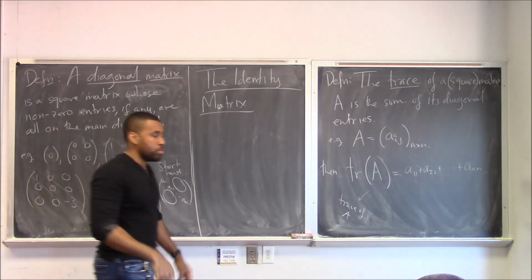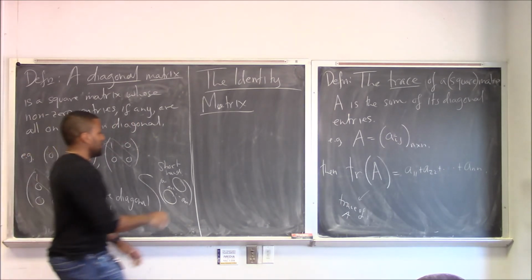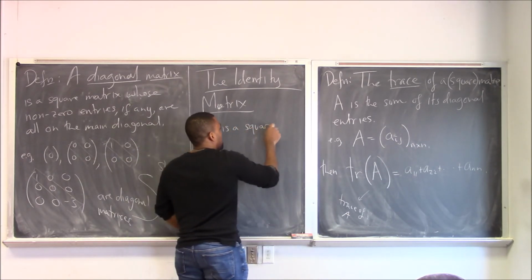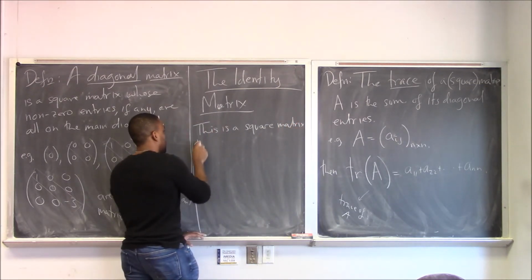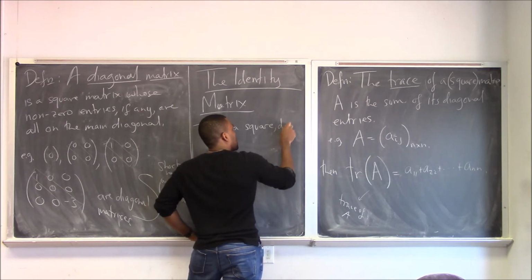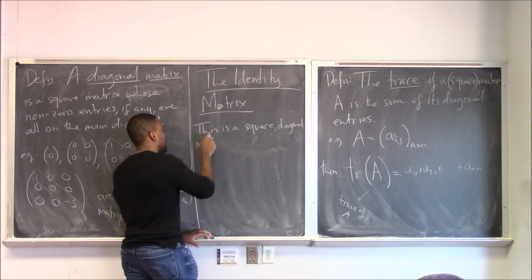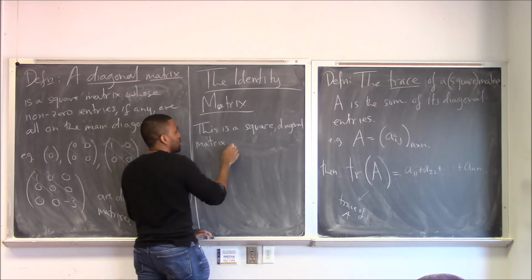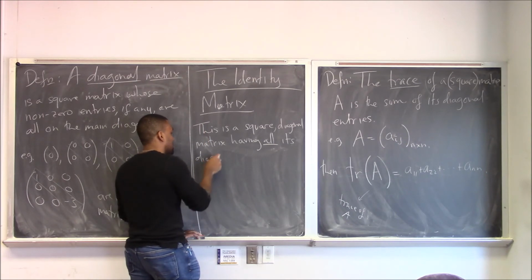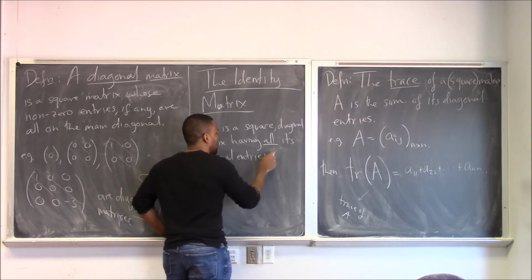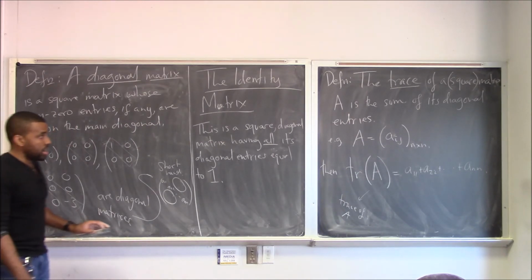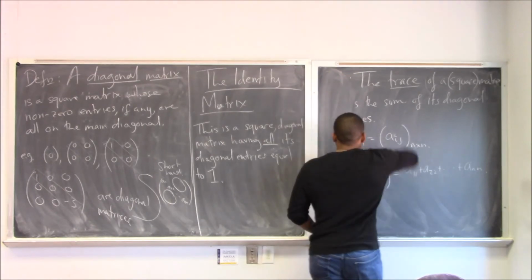You can think of this as the one for the matrices, or the identity function for the matrices. So this is a square matrix. This is a square diagonal matrix. It's definitely always diagonal, which is implied. If it's diagonal, it's automatically square. So the identity matrix is the matrix where all its diagonal entries are 1. Specifically, the number 1.